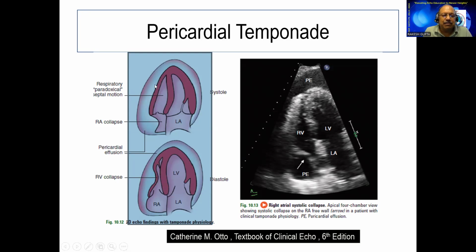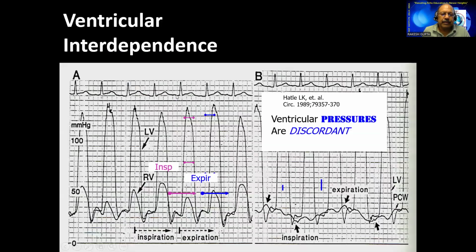When we have this paradoxical septal motion seen in pericardial tamponade, during inspiration, the flow velocity will increase. During expiration, the flow velocity will reduce in the tricuspid, and vice versa in the left ventricle. And this is known as ventricular interdependence.